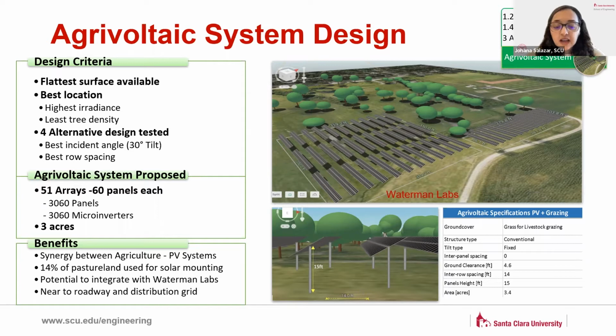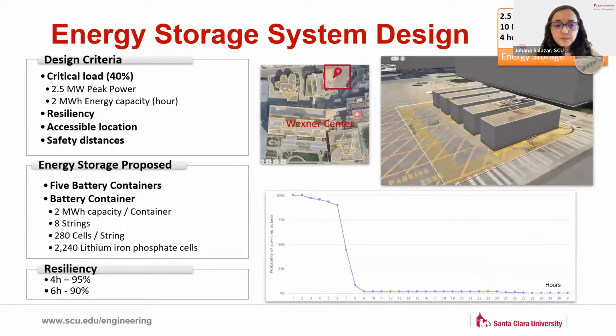With that regard, our proposed system is shown in the picture on the right. There, we were able to allocate 51 panels producing around 1.2 megawatts of power capacity with 1.4 gigawatt hours of energy. We decided that those panels will be mounted on a canopy structure so that agricultural activities will be able to be performed at the same time.